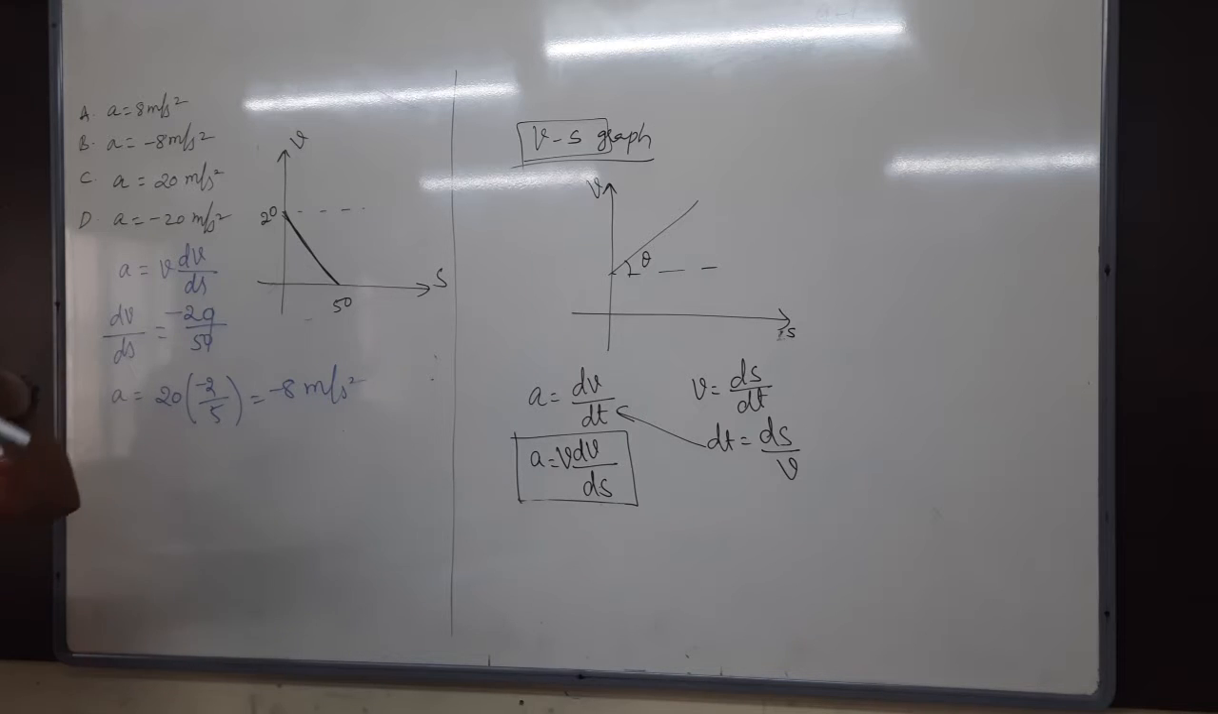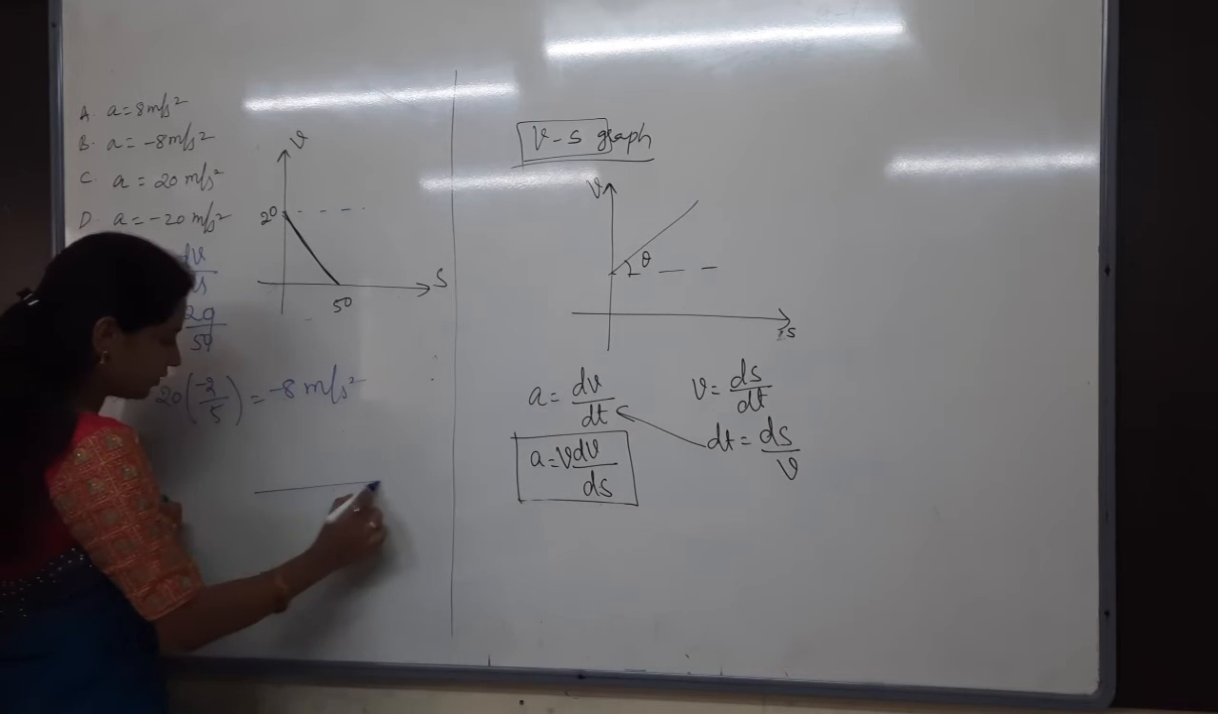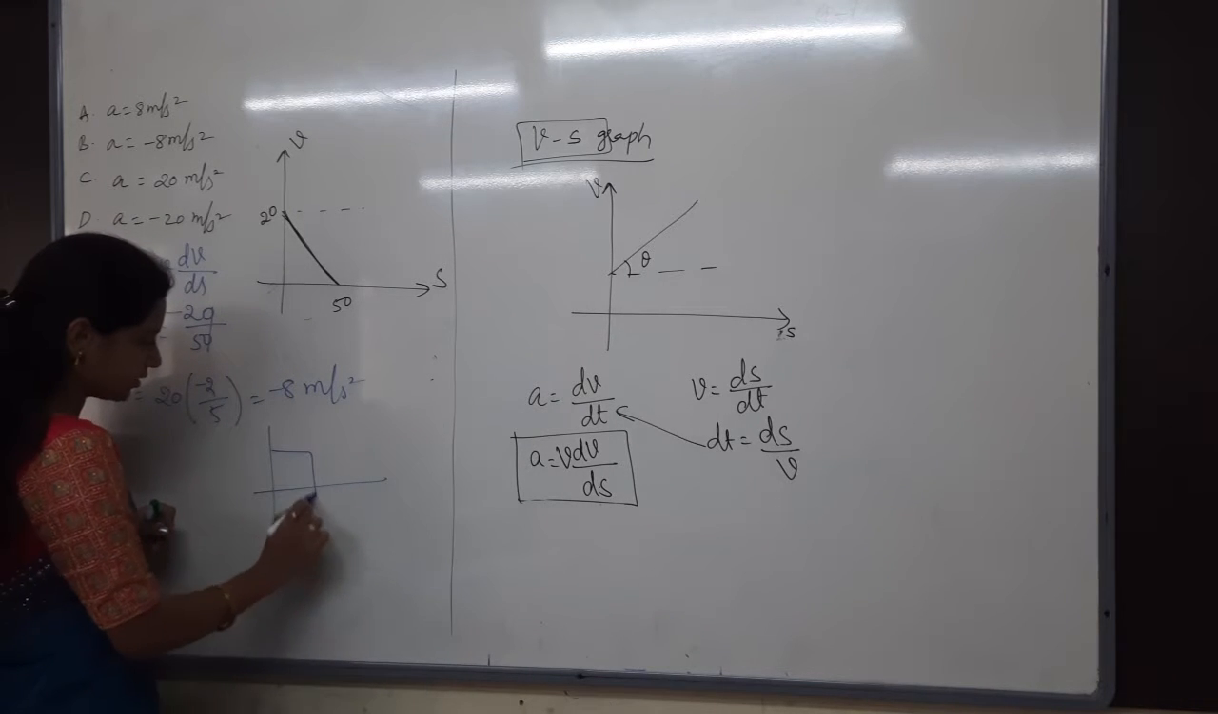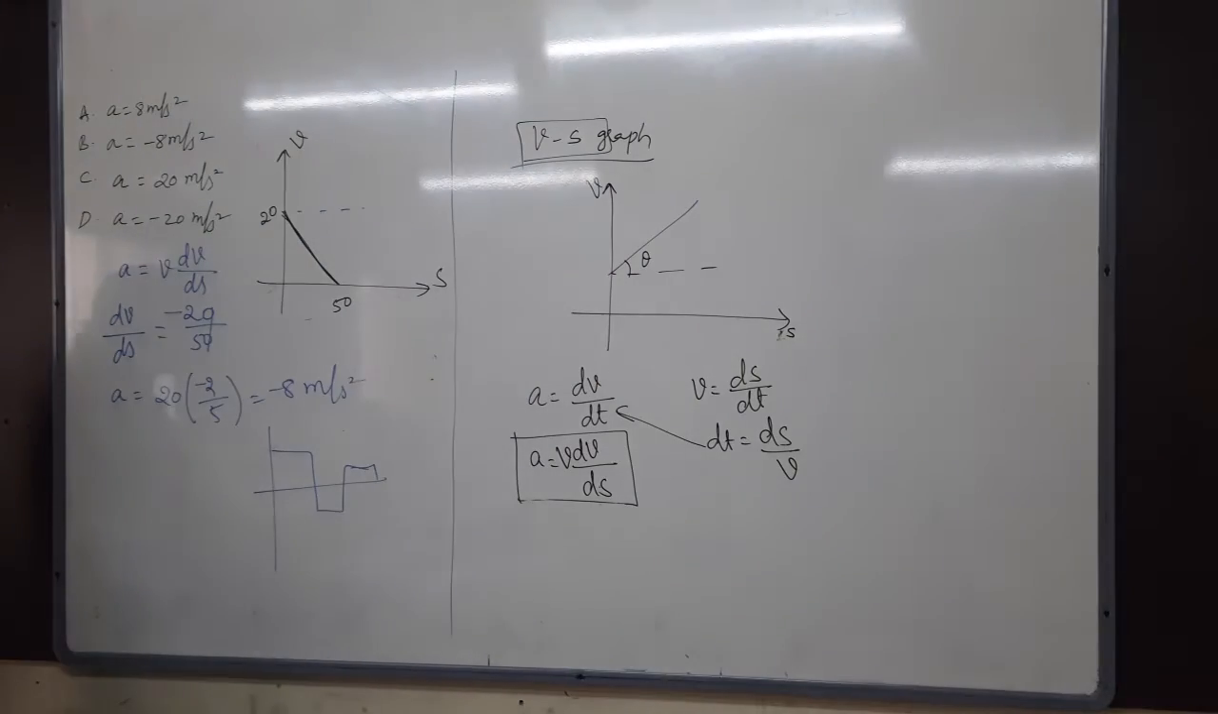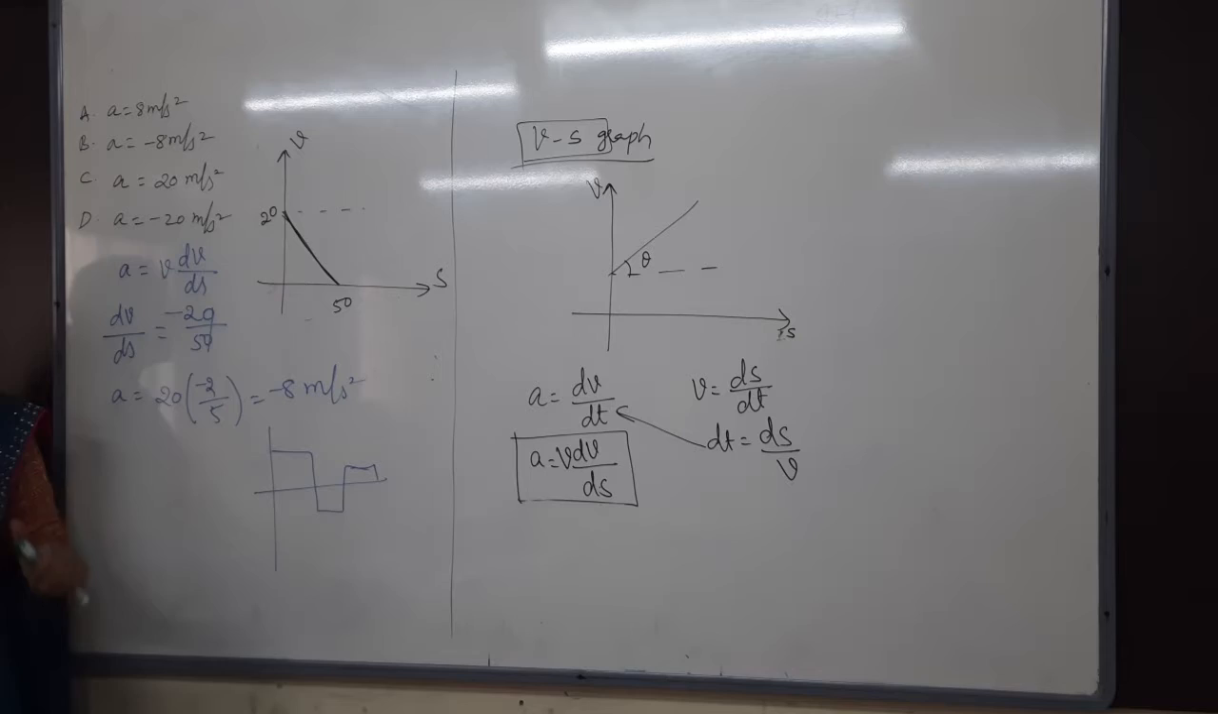Either above the x-axis or below the x-axis, along the positive y-axis or negative y-axis, you have to take everything as positive only while calculating the distance. What about the displacement? Displacement can be positive or negative. So whichever is negative, you have to take as negative only, positive means positive only.